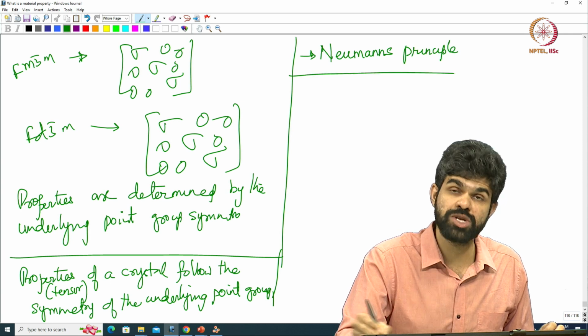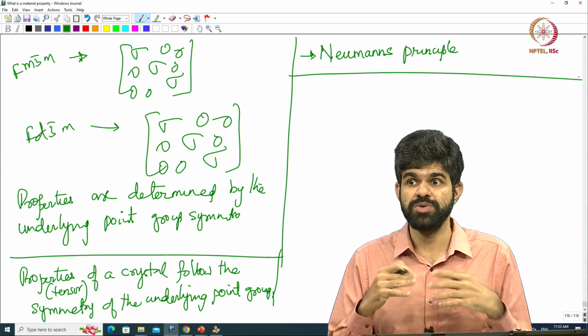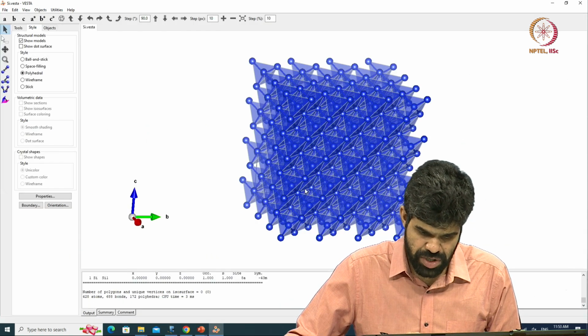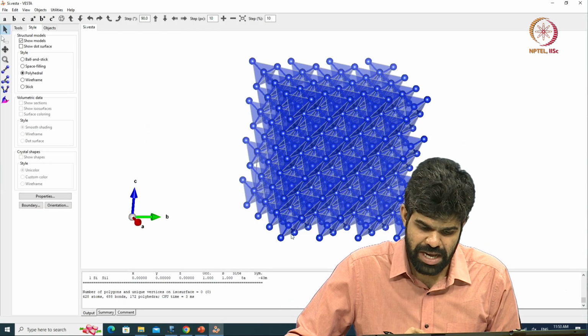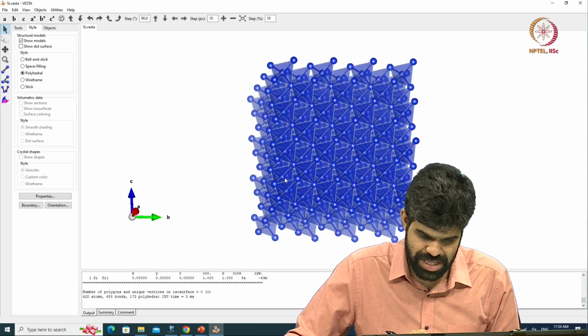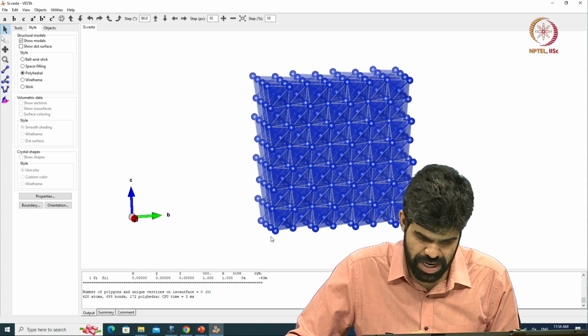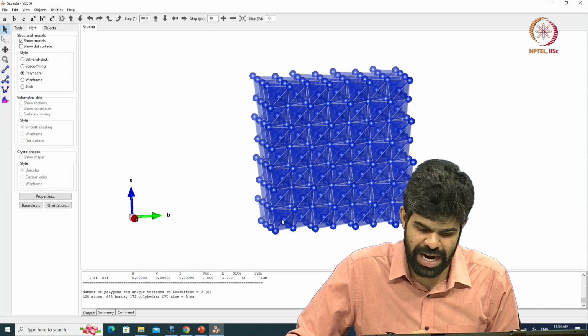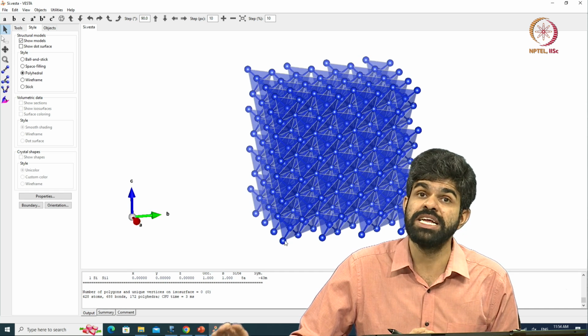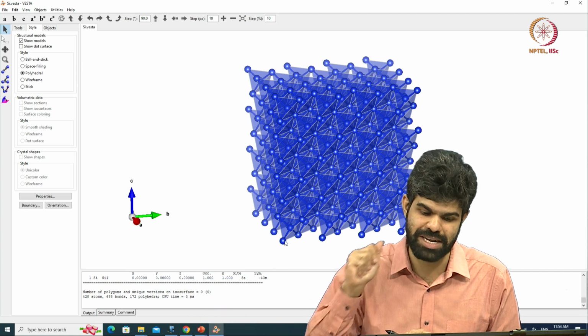We will expand upon the Neumann's principle from next class onwards when we actually look at the properties, okay. Alright, so that is silicon for you. Silicon is a bunch of all these tetrahedra. Now, we have identified in this bunch of tetrahedra that this is a point with 4 bar 3m symmetry, and so the center between the bond is a point which has inversion symmetry, okay. So, let us keep that in mind.